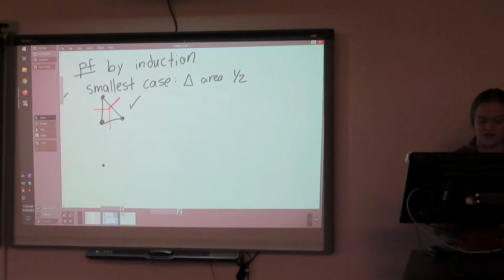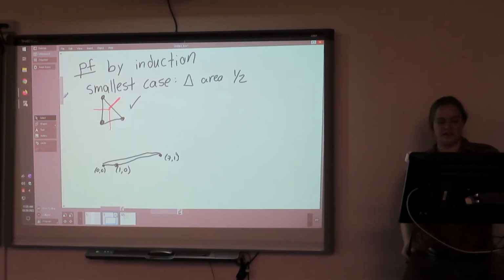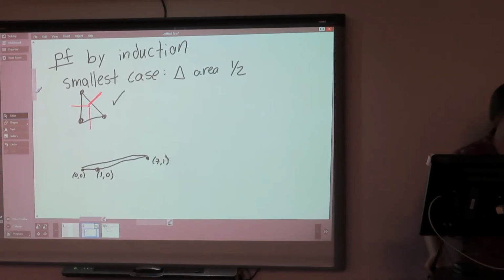is true. Say we have the same first two lattice points at 0, 0, and 1, 0. But our third lattice point is over here at 7, 1. So kind of what Jacob was saying. This still is a triangle of area 1/2. That's a great looking triangle.